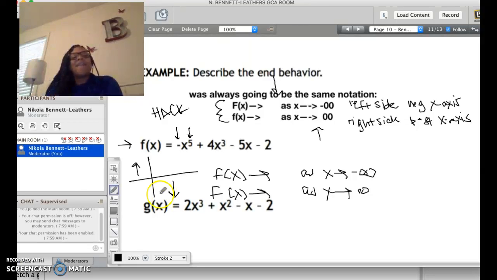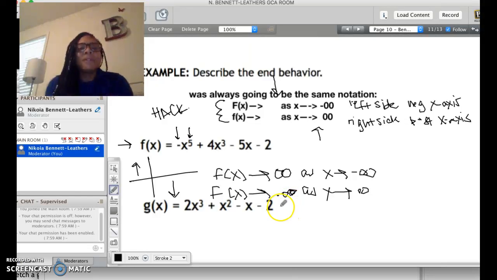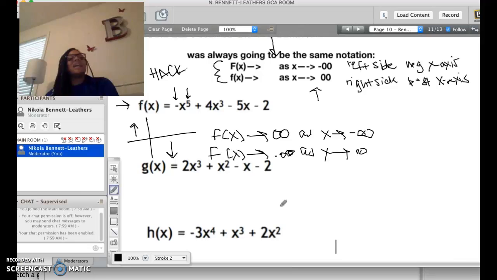So if I was to graph this function, this is how the behavior of the ends would look. And so if I'm filling in the description, I see on the left side of the x-axis, f of x is going up. So it's going to infinity. I'm just going to fill an infinity in here. And on the right side of the x-axis, f of x is going down, so I just have to put a negative infinity. Look at that. That wasn't so bad. All right, let's move on to the next one.